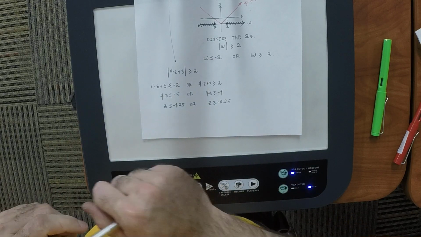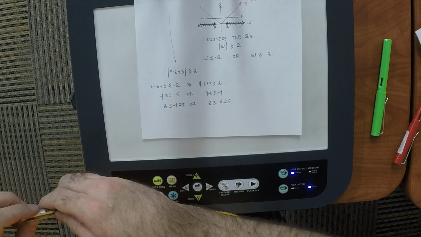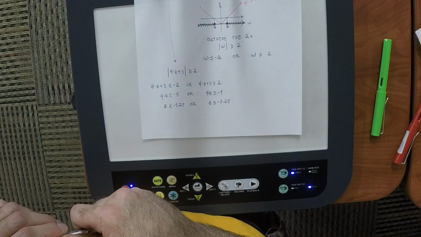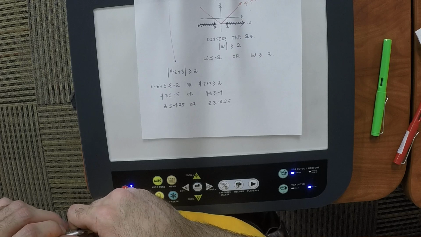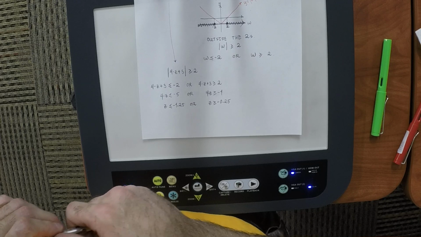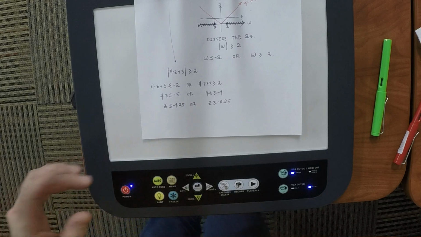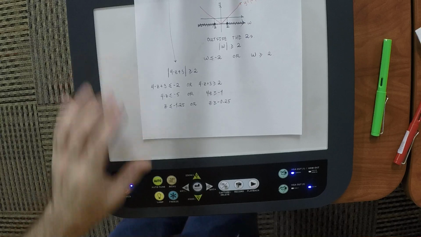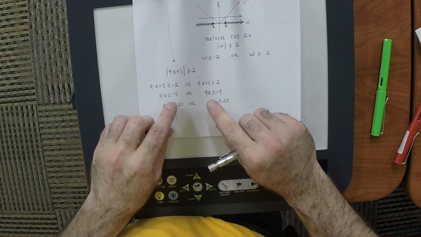You have a question? How do you combine the thing like W less than or equal to negative 2 and W greater than or equal to 2 in one equation? You cannot. So let me finish writing it, and then I'll answer your question. So this is the algebraic answer.